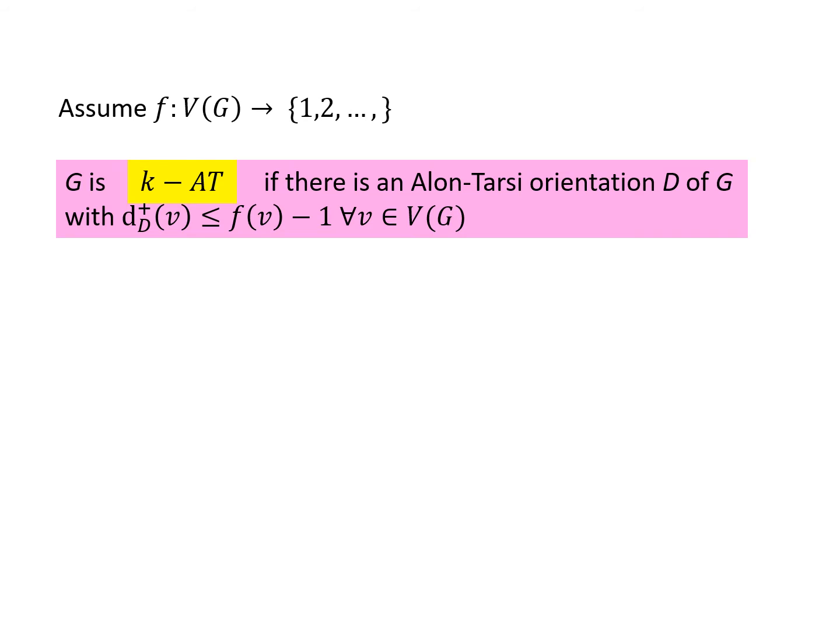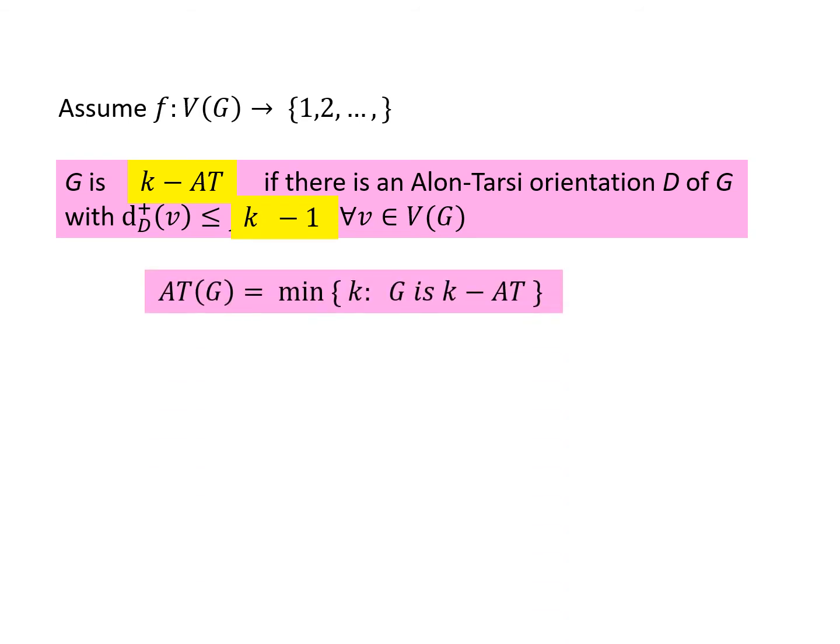Now, if k is a positive integer, we say G is k-AT if it has an Alon Tarsi orientation with maximum out-degree at most k minus 1. The Alon Tarsi number of a graph is just the minimum k such that G is k-AT.